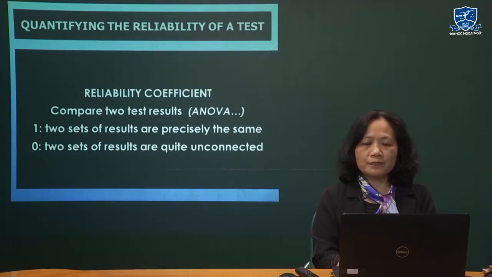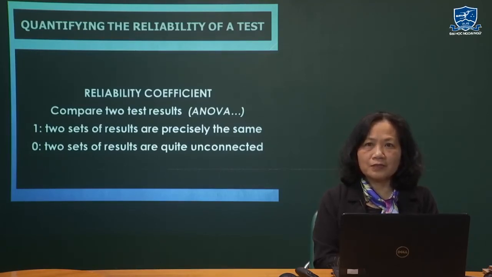Reliability coefficient. And like a validity coefficient, reliability coefficient ranges from 1 to 0. So if the coefficient is 1, it means two sets of results are precisely the same. And if the coefficient is 0, we can say that two sets of results are quite unconnected, which means the test is not reliable at all.